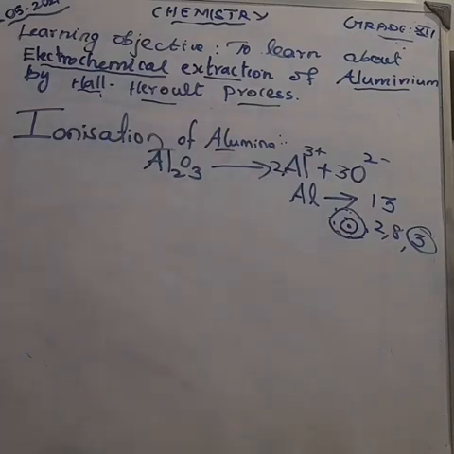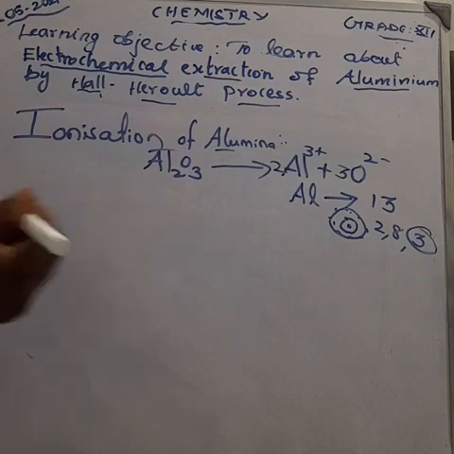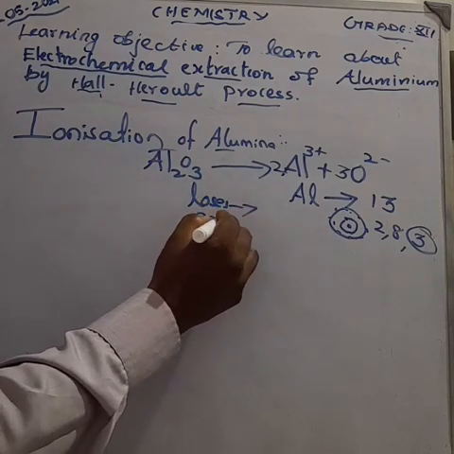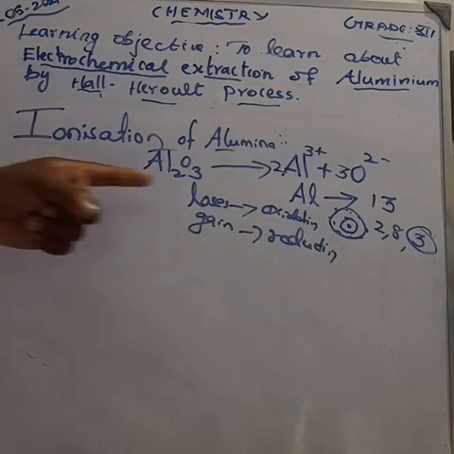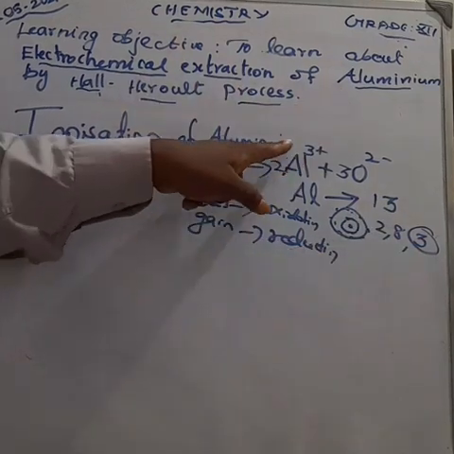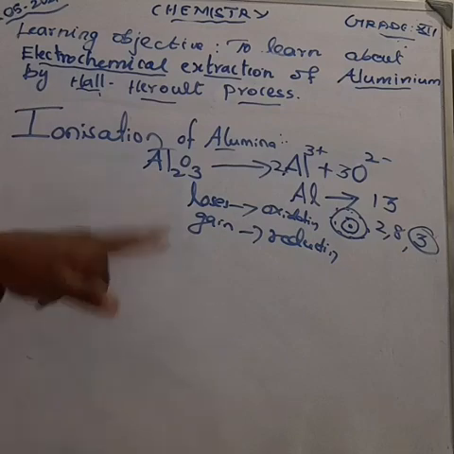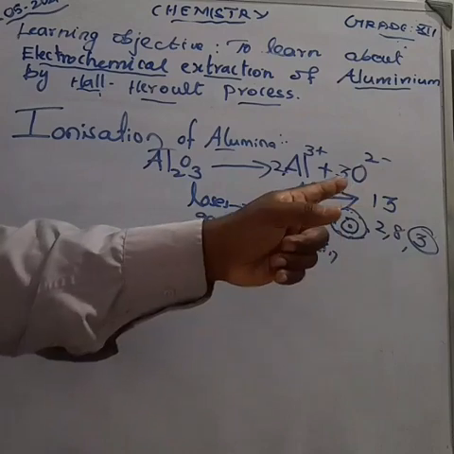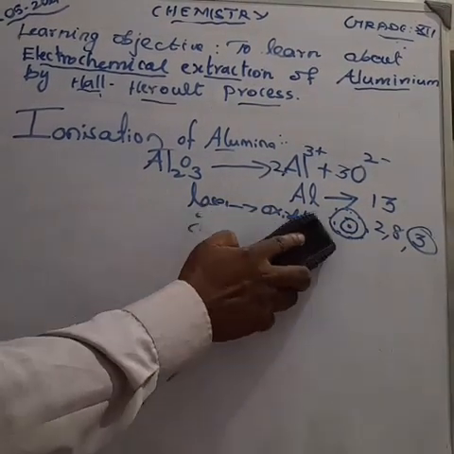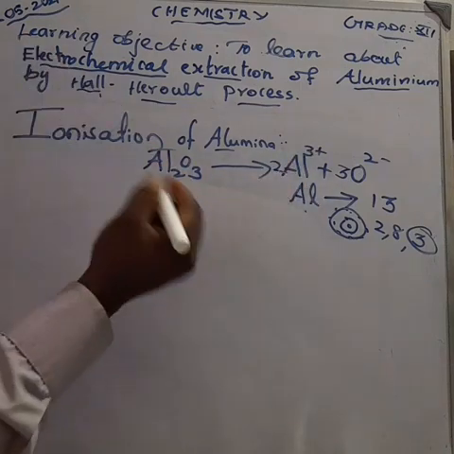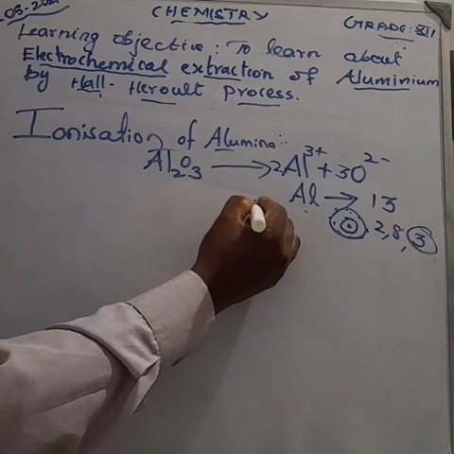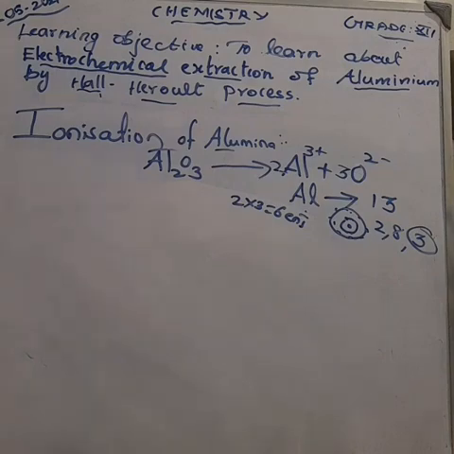Another point about electrolysis: it is a chemical change in which a substance loses or gains electrons. That we call oxidation or reduction. Loss means oxidation and gain means reduction. The aluminium having 3 electrons in the outermost shell loses its electrons. Here we have 2 aluminium. One aluminium loses 3 electrons, another aluminium also loses 3 electrons. Total how many electrons are lost? 6 electrons. Don't forget that.